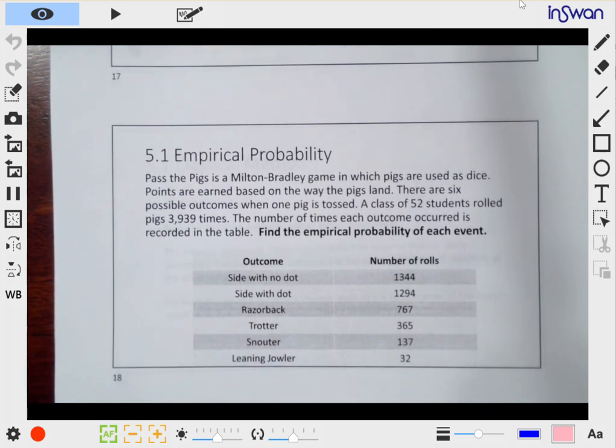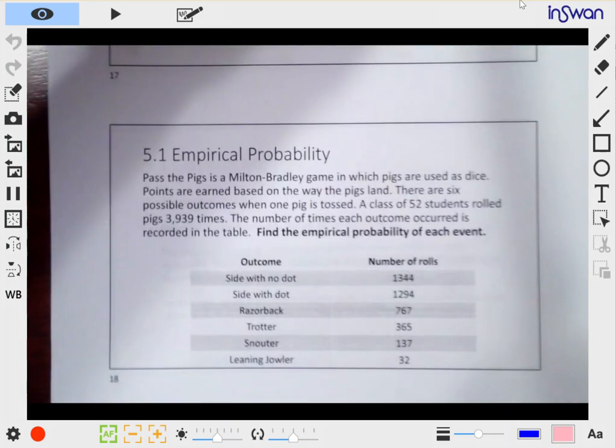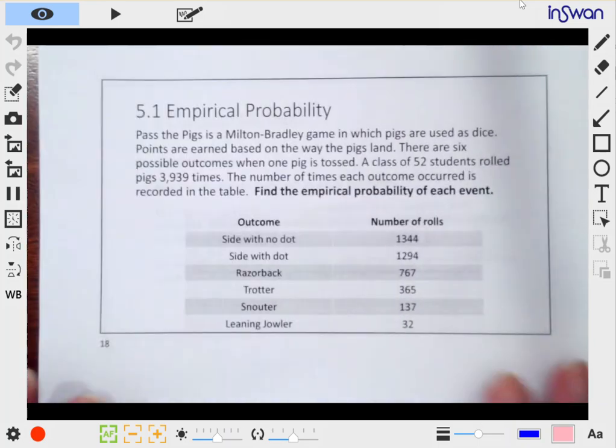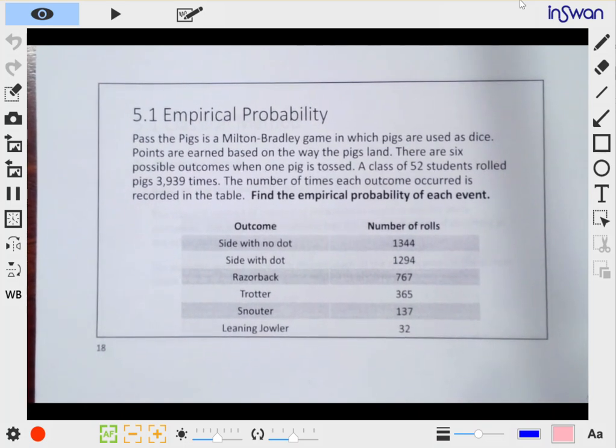So it says, pass the pigs. Oops, let me move this just a little bit down. Pass the pigs is a Milton Bradley game in which pigs are used as dice. Points are earned based on the way the pigs land. There are 6 possible outcomes when one pig is tossed. A class of 52 students rolled pigs 3,939 times. The number of times each outcome occurred is recorded in the table. Find the empirical probability of each event. So this is like finding a relative frequency.